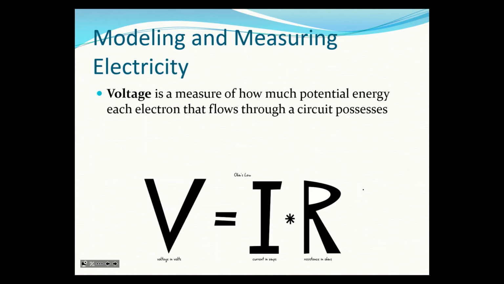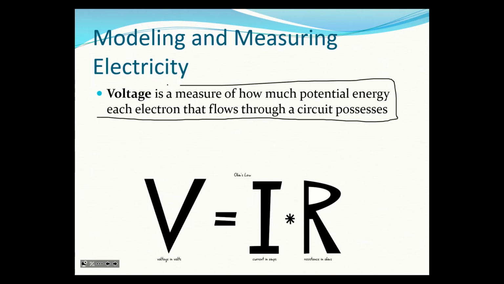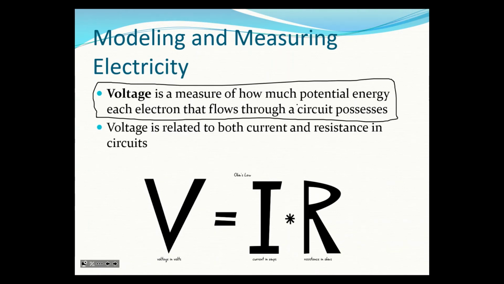Voltage is a measure of how much potential energy each electron that flows through the circuit possesses. The reason I have this here is because this is a definition you'll see on a test. I don't love the definition, but sometimes they ask questions about it. What is voltage? This is the definition you need to know. Voltage is related to both current and resistance, and this is Ohm's law, V equals IR. This is how we can calculate voltage, current, or resistance if we have two of the other ones.